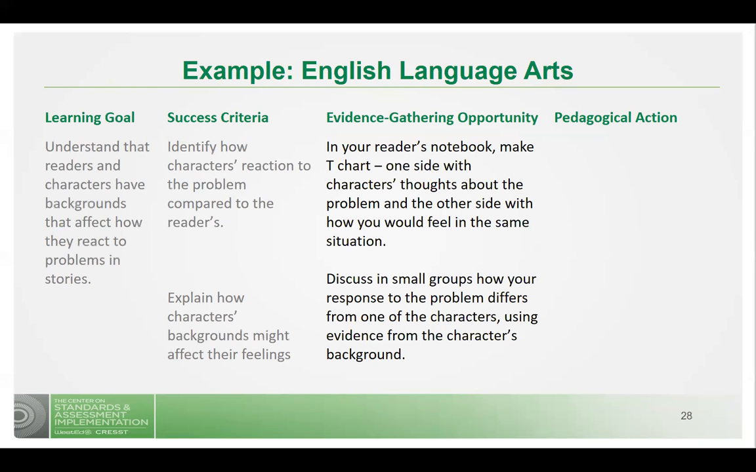Going back to our third graders, they're going to make a T-chart in their readers' notebooks to compare the characters' reactions and their own to certain situations in the text. They will also discuss in small groups how characters' responses differ from their own, using evidence. As you can see, this is what most teachers consider formative assessment. But it is, in fact, only the strategies and structures that facilitate collection of formative information. So while this is a part of the formative assessment process, it's just that, only a part.